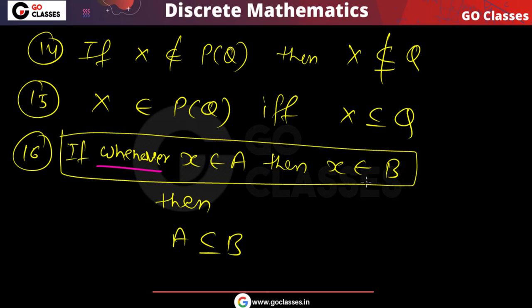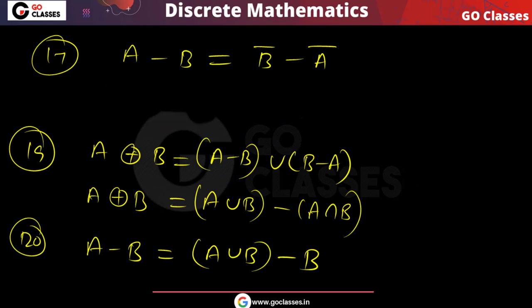Now let's see this. Whenever X belongs to A, then X belongs to B. This is the definition of subset. A is a subset of B means whenever some element belongs to A, then it also belongs to B. Or I can say every element of A is in B. So this statement is saying whenever X belongs to A, then X belongs to B. This is the definition of subset, so I can say basically A is a subset of B.